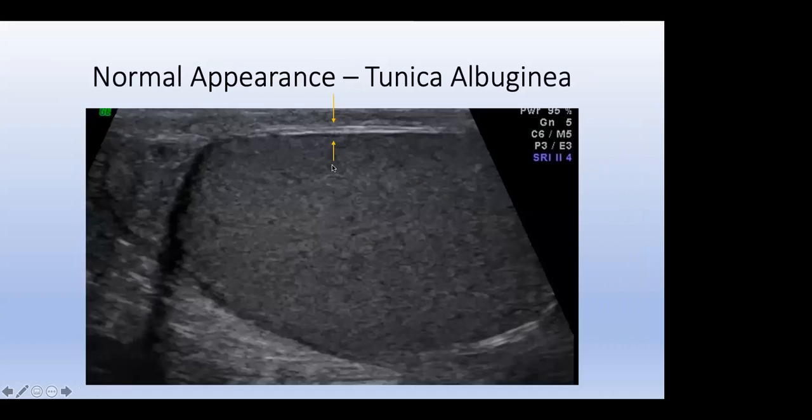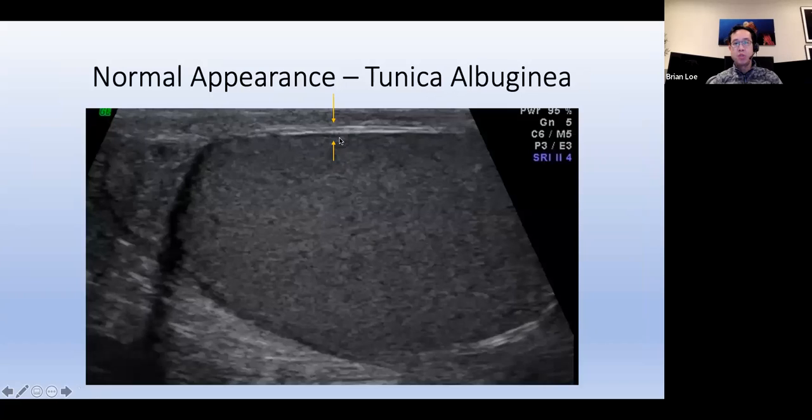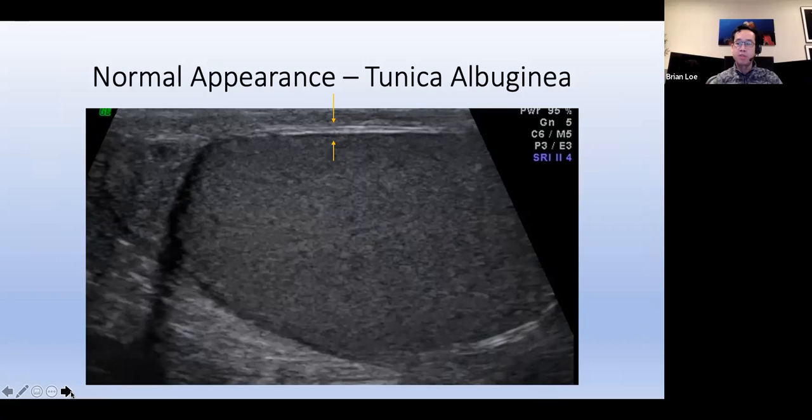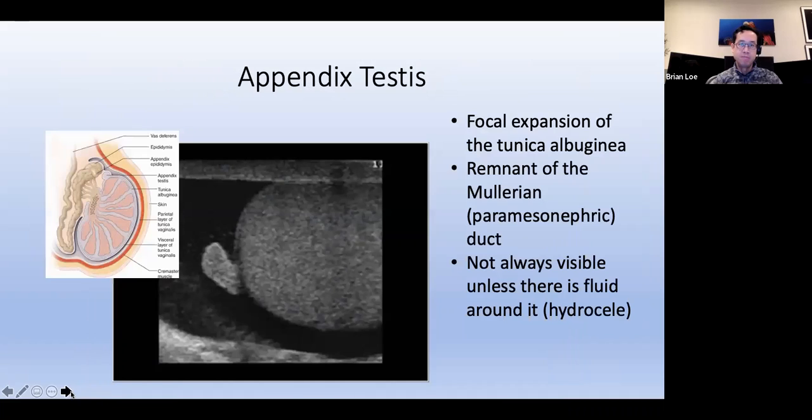Okay, the tunica. So tunica vaginalis and tunica albuginea, you can see this very thin echogenic line here. Actually, this is a double echogenic line. That's the lining of the testis, the visceral layer of the tunica vaginalis and the tunica albuginea. So it's just a fibrous capsule that surrounds the testis. Okay, so we talked about the epididymis.